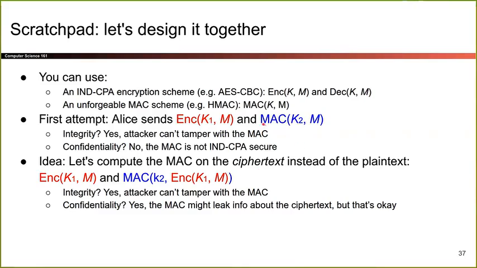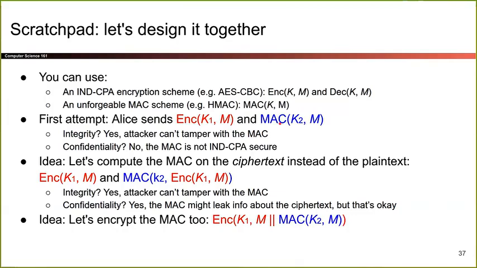The second idea is I say, wait a minute, this MAC is not secure because it can leak information. So I'm just going to encrypt it. I will encrypt the message and I'll also encrypt the MAC so that you can't decrypt and figure out what this MAC says. Because this MAC leaks information, I'll just encrypt it and then I'm safe.